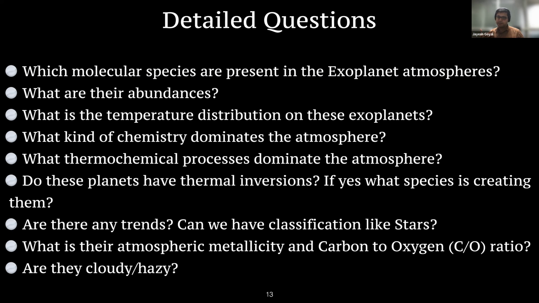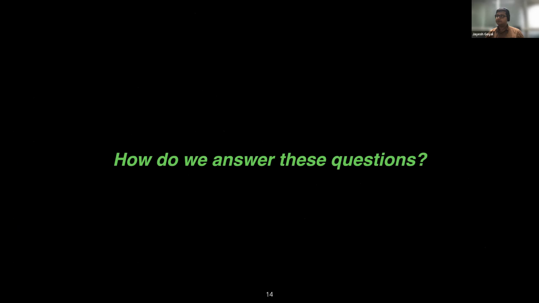Metallicity is generally the term used for all the elements heavier than hydrogen and helium. What is their carbon to oxygen ratio? Are they cloudy and hazy? All these detailed questions come into the picture because if you want to answer the big questions, first you need to answer these detailed questions, and only then will you be able to answer the big ones. So these are some of the detailed questions that can be answered by studying a planet's atmosphere.